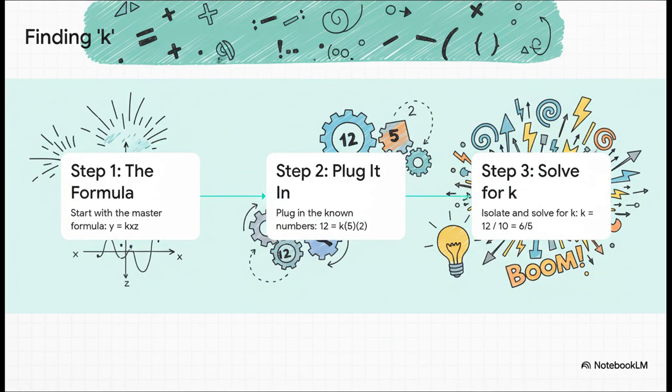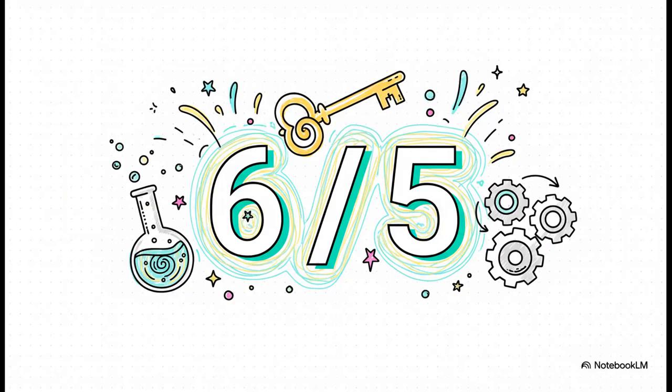I'm not kidding. Step 1, start with the formula y equals kxz. Step 2, plug in the numbers the problem gives you. So 12 for y, 5 for x, and 2 for z. Step 3, just solve for k. 5 times 2 is 10, so k is just 12 divided by 10. Boom. Done. And there it is, our magic number, our secret sauce for this specific problem is 6/5. We found the constant. That's literally the hardest part of the whole thing, and you just nailed it.